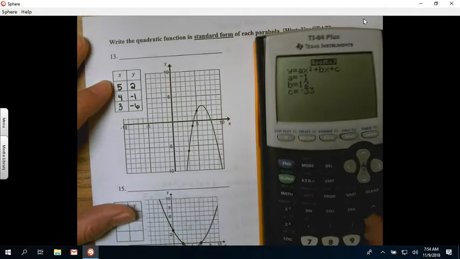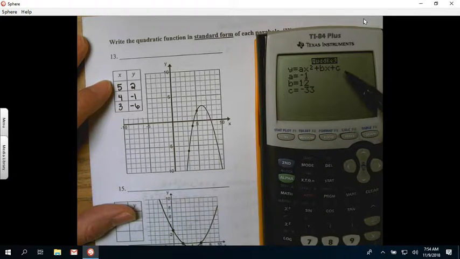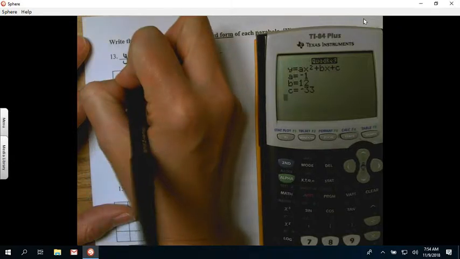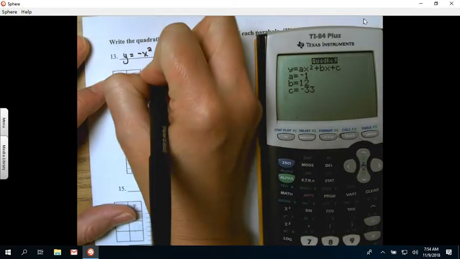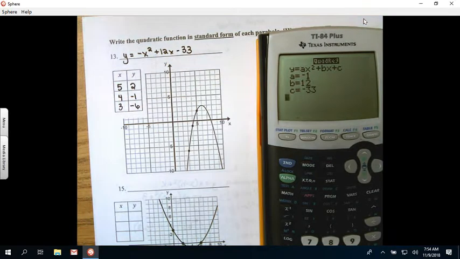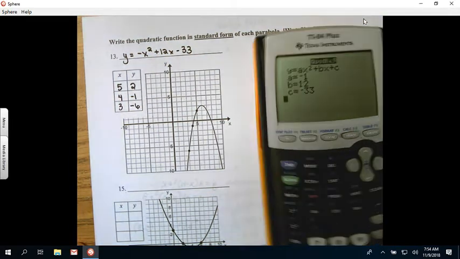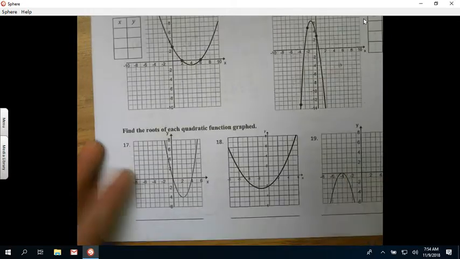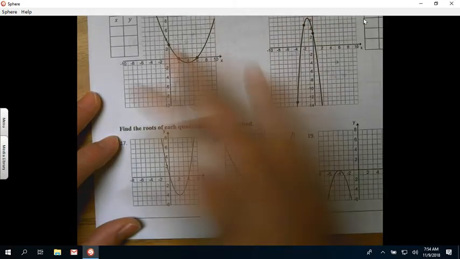And that is going to give me the standard form of my quadratic, and here it's telling me what A is, B, and what C is. So as I fill them in, I get my equation. Okay. You do the same thing on 14, 15, and 16.